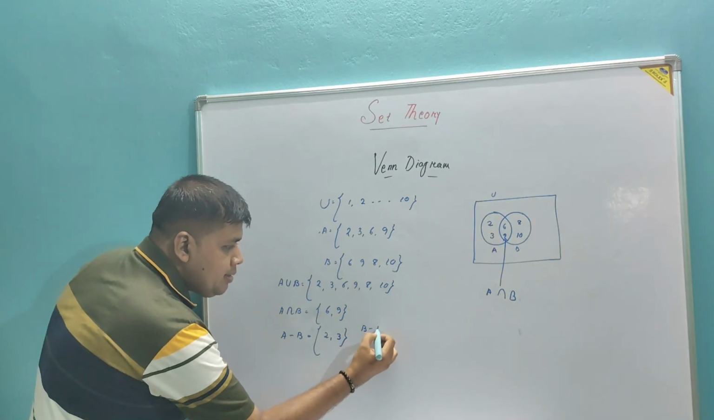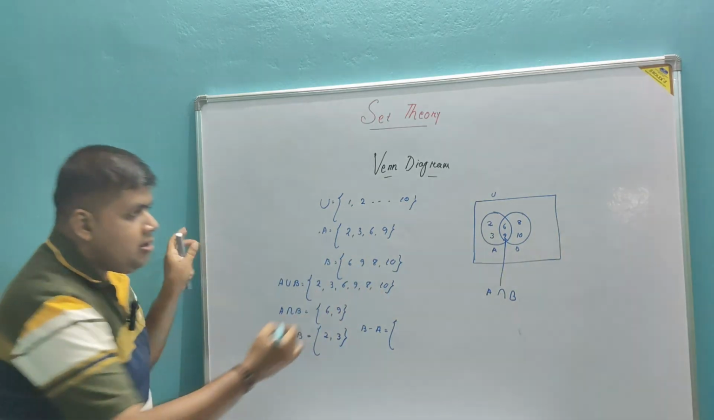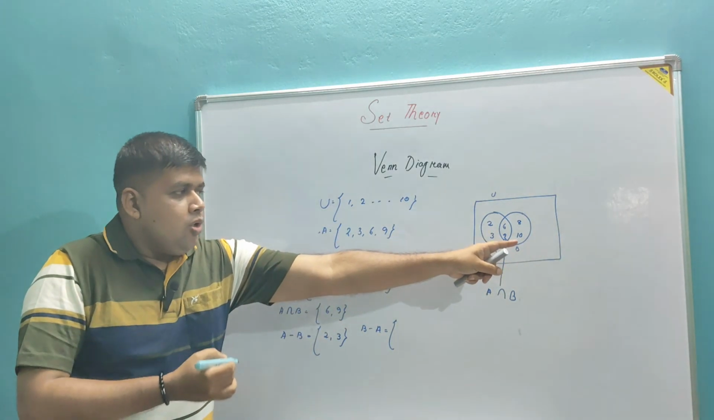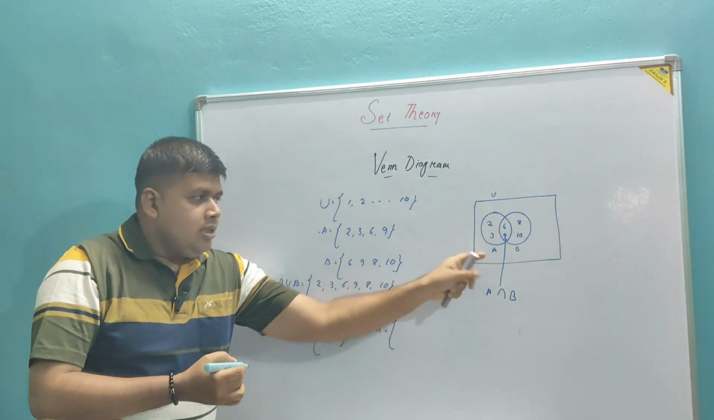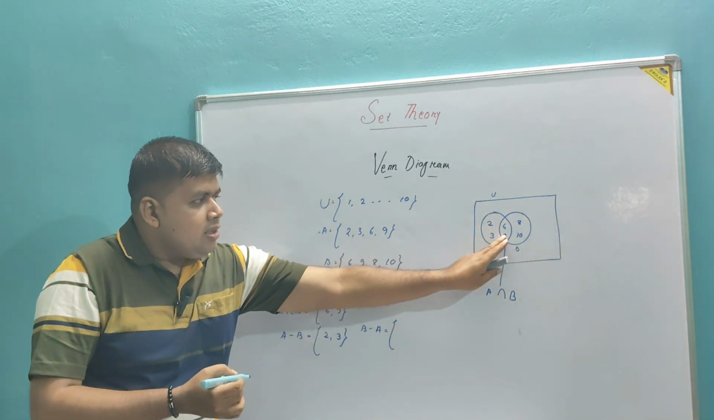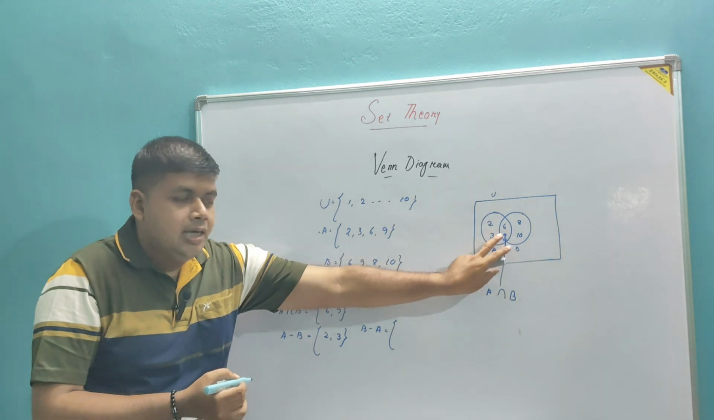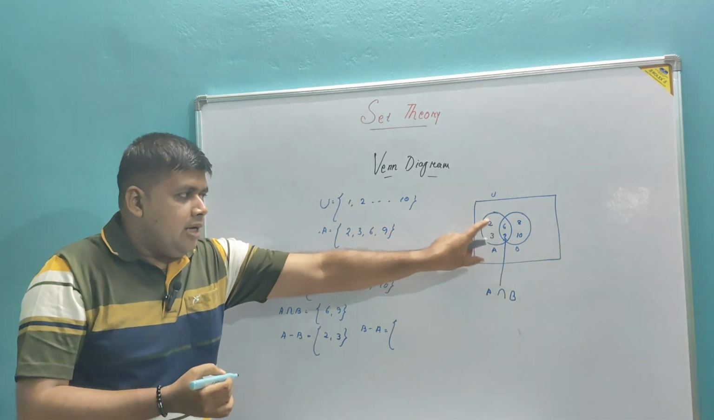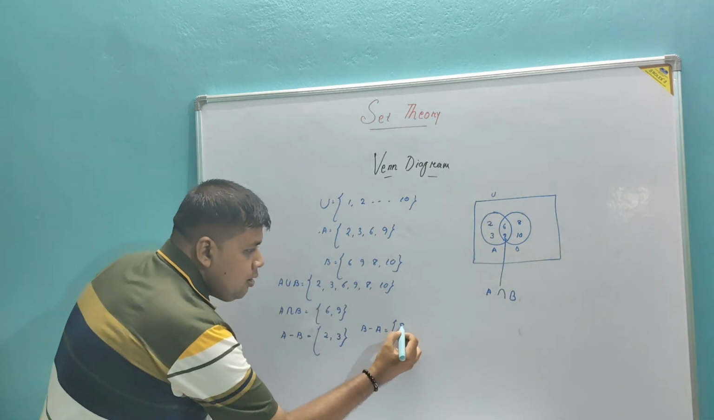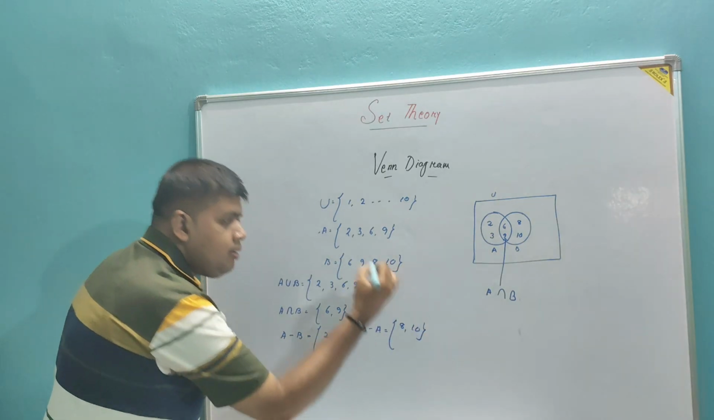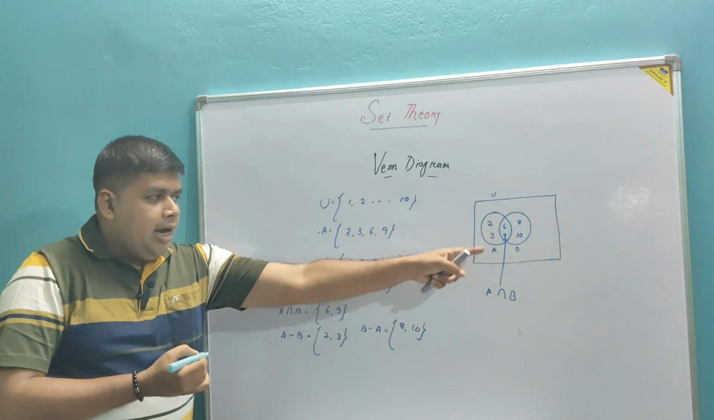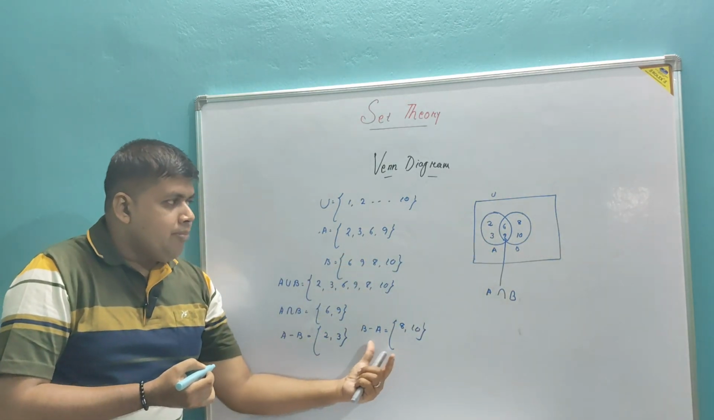Similarly, B minus A. B minus A means elements of B which are not in A. So what are the elements of B? 6, 9, 8, 10. However, 6 and 9 are in A also. So therefore, 8 and 10 are considered as B minus A.